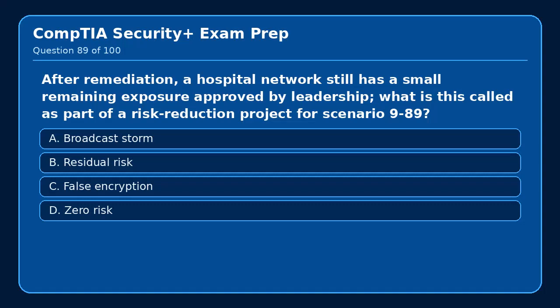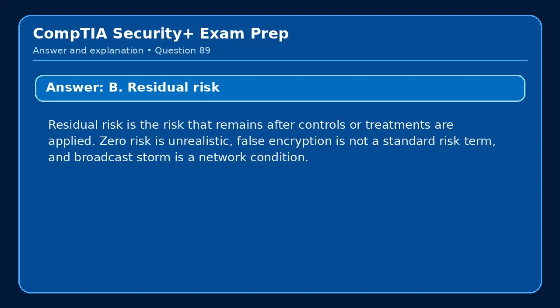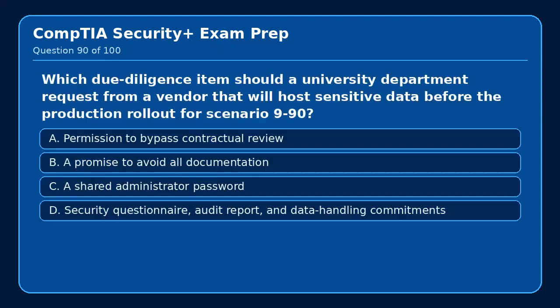Question 92. Before sharing proprietary designs with a consultant, which document should a remote sales group require while updating the runbook for scenario 9-92? A. Public press release. B. Default router password list. C. Open source license for all data. D. Non-disclosure agreement. Take a moment to choose your answer. The answer is D. Non-disclosure agreement. An NDA creates confidentiality obligations for information shared with the consultant. Press releases, broad open licensing, and password lists do not protect proprietary information.